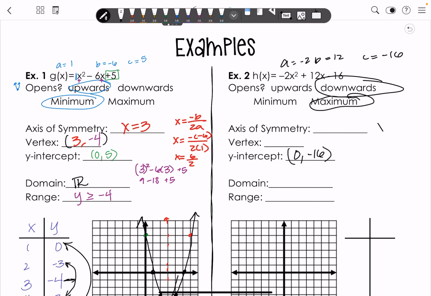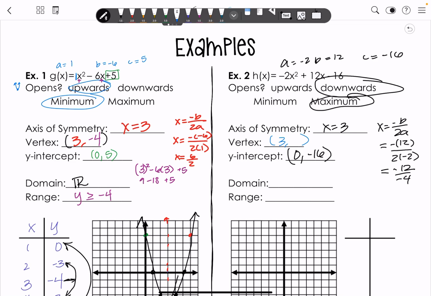Your axis of symmetry, you're going to use that formula, -b over 2a. Your B value is 12, and your A value is -2. So, simplify it, and you get -12 over -4, which gets you 3 again. Cool. Plug that 3 in so you can find the Y value.